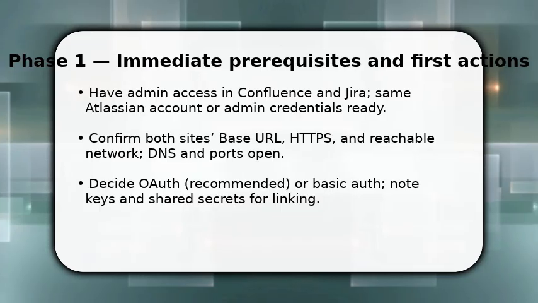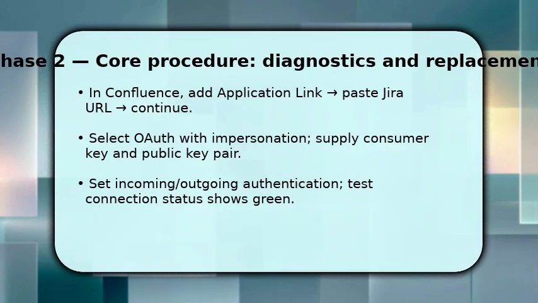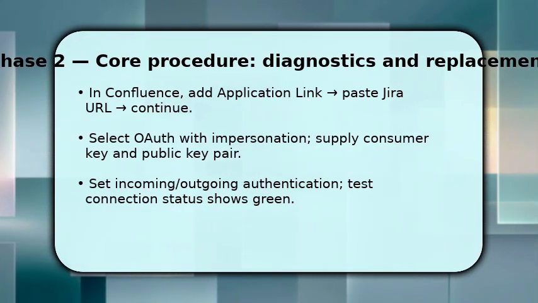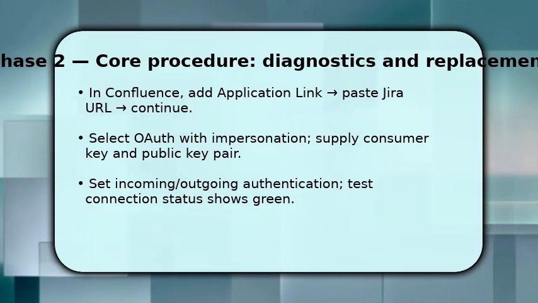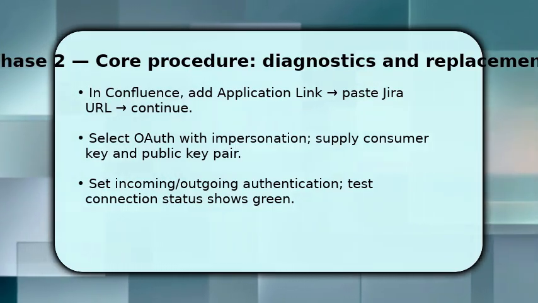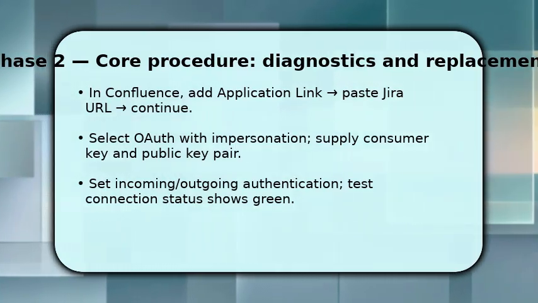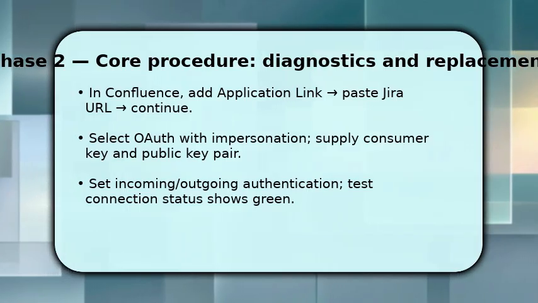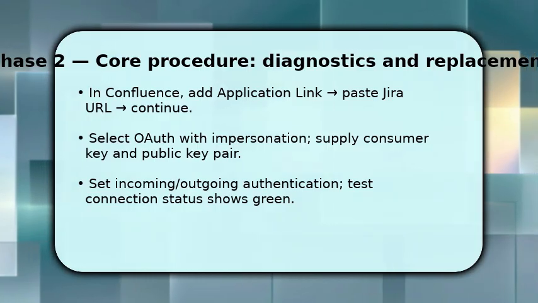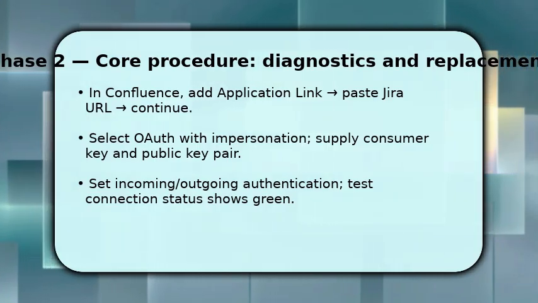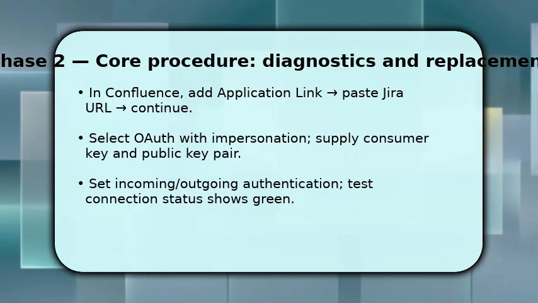You will now perform the detailed exchange. In Confluence's application link screen, choose the Jira entry and edit. Select OAuth with impersonation and paste the consumer key plus the public key you generated. Then switch to Jira, create a reciprocal application link if prompted, and paste the corresponding details back into Confluence. Make sure to enable incoming and outgoing authentication for both sides. Once finished, run the test connection.